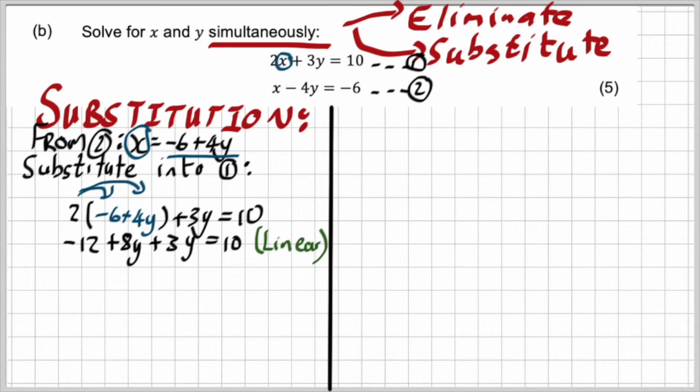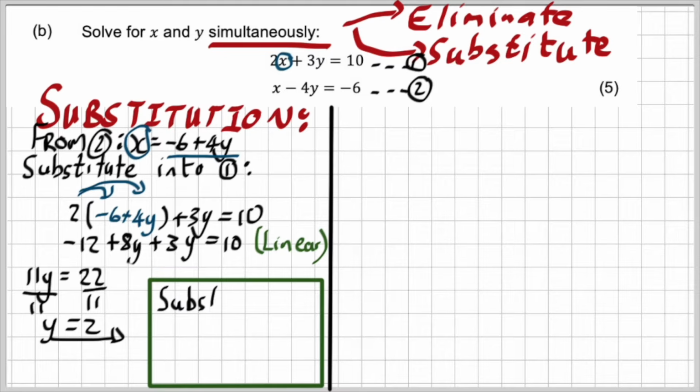So I'm going to get my y alone on one side. So solving for y gives me 11y equal to 22. Dividing by 11 both sides gives me y equal to 2. But now I've only solved y. I need to substitute back to calculate the value of x as well.